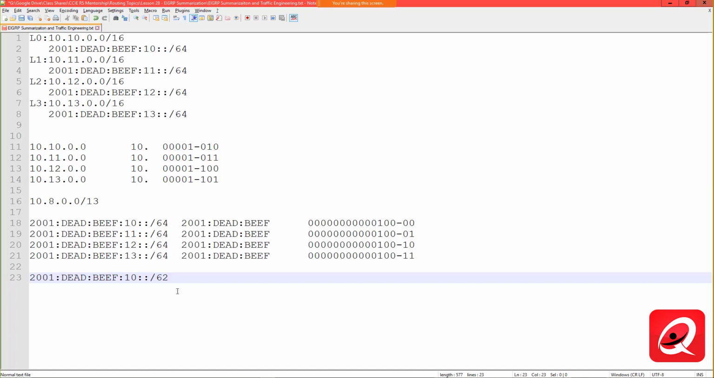All right. Now, are these good summaries? Do they include the routes that we need included? Do they include other routes that shouldn't be included? Well, let's see. Yes, absolutely.